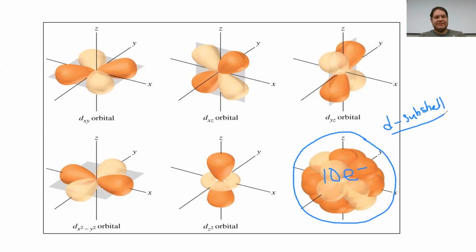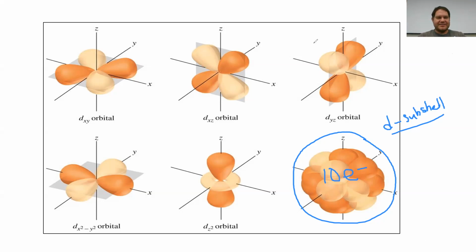And then the d subshell is made up of 5 orbitals with different spatial orientations, each of them having 2 electrons, making a total of 10 electrons in the d subshell, or a maximum of 10 electrons. You can have less than that, but you cannot have any more than 10 electrons in a d subshell. I know, this is crazy stuff, right?